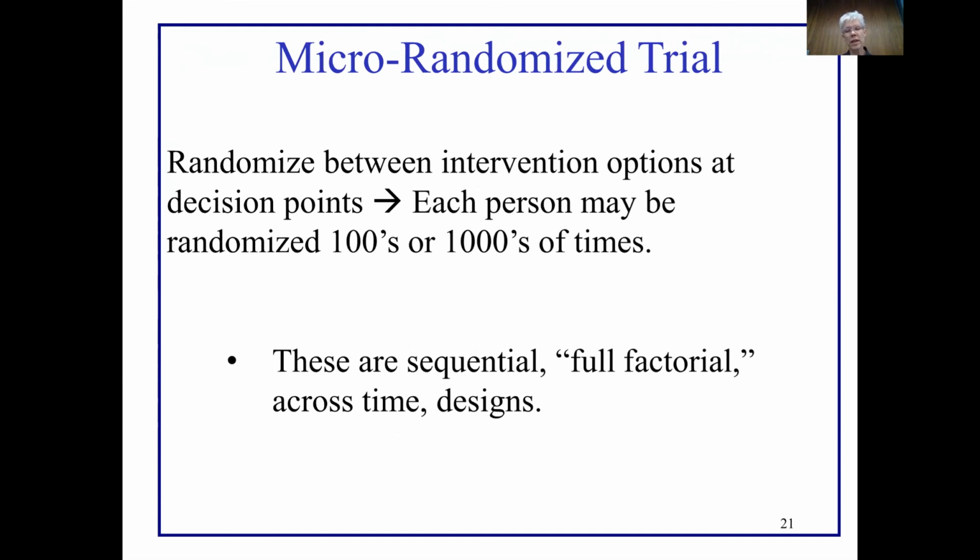And you can think of these as full factorial studies over time. So you cross all the two options, deliver a suggestion versus not at time 1, with a complete cross of 2 options at time 2, deliver versus not, plus with a complete cross at time 3, deliver versus not, and so on and so forth.